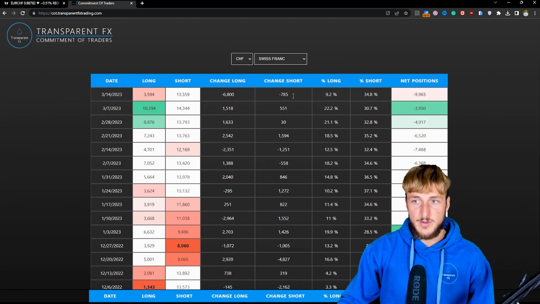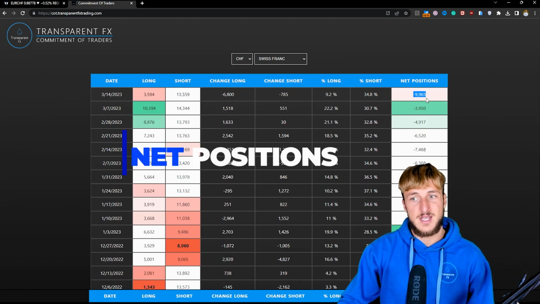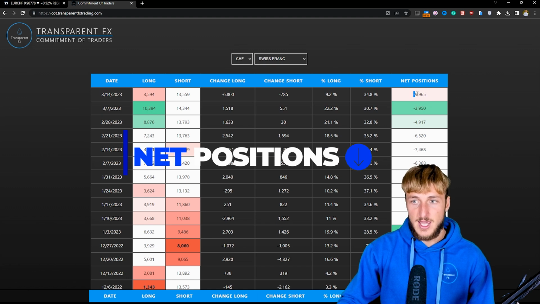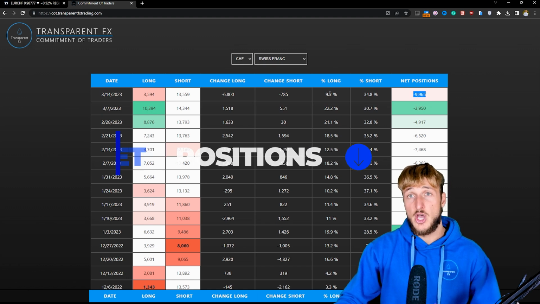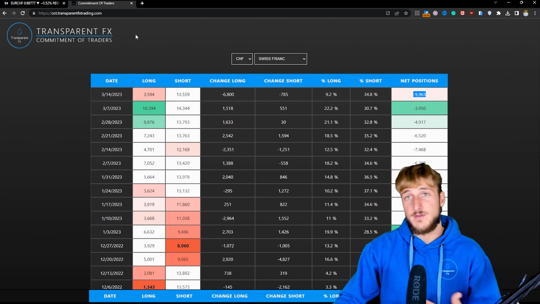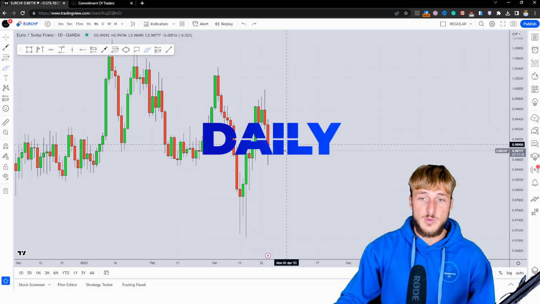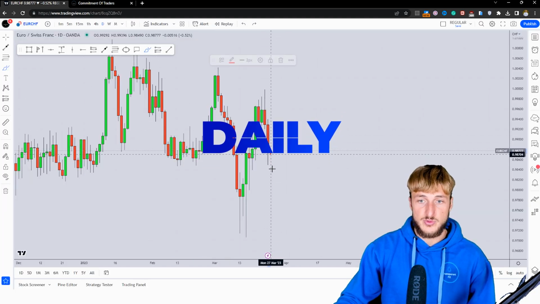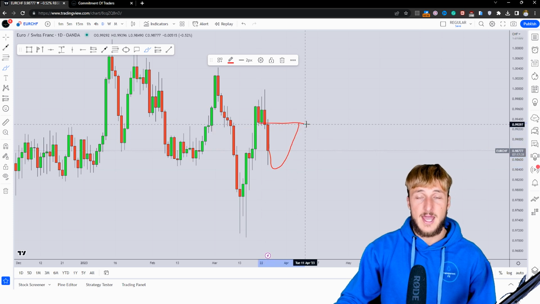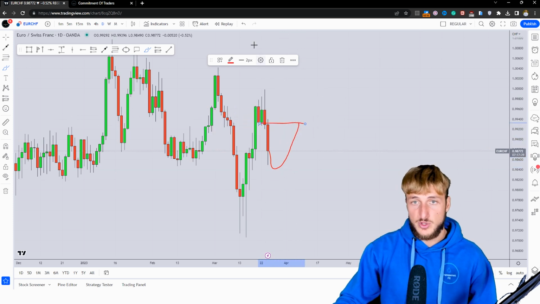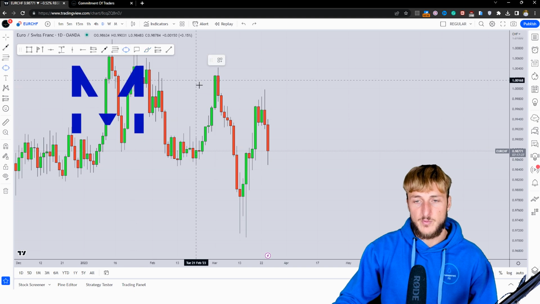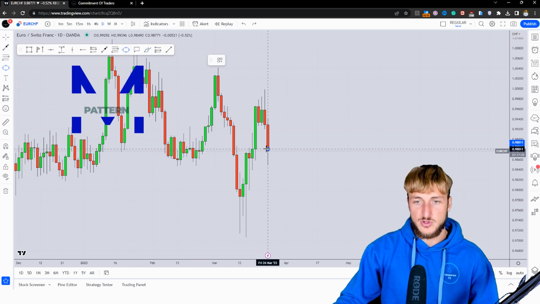And if we go and see what we have on the CHF, we can see how the CHF is getting weaker, going from minus 3k to minus 9k net positions, and a weak CHF and strong euro is exactly what we need for this potential rejection to the upside away from this area, as we would like to see for the potential completion of the daily M pattern. So how we could be approaching this potential move to the upside.